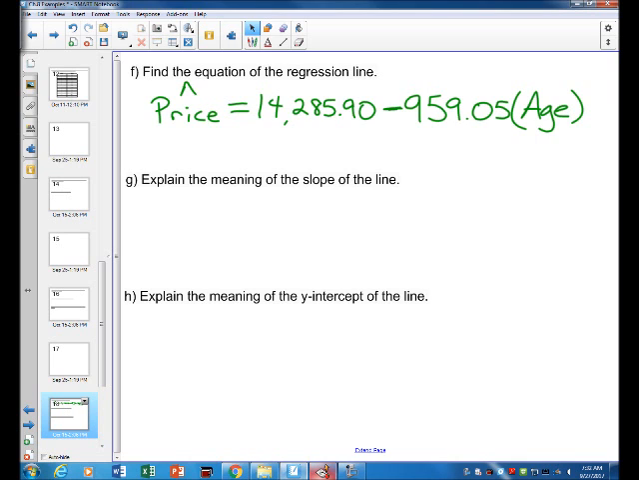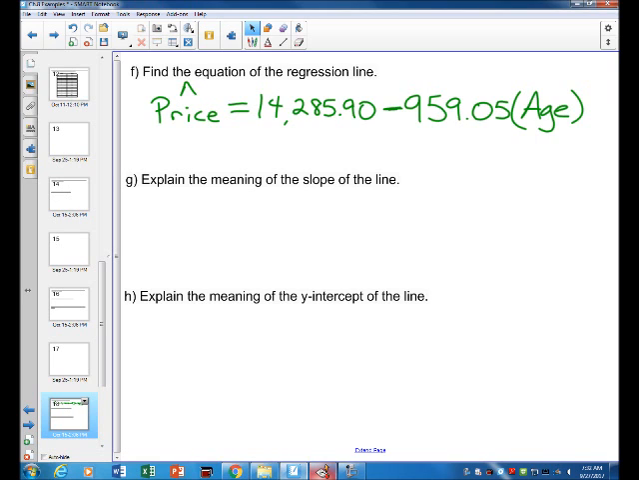Now, before I go any further, I always want to make sure that it's still appropriate to use a linear regression model. Now, we already made sure that the scatter plot showed a linear relationship, so that was the first check. But after that, you want to make sure that you check the residuals plot.